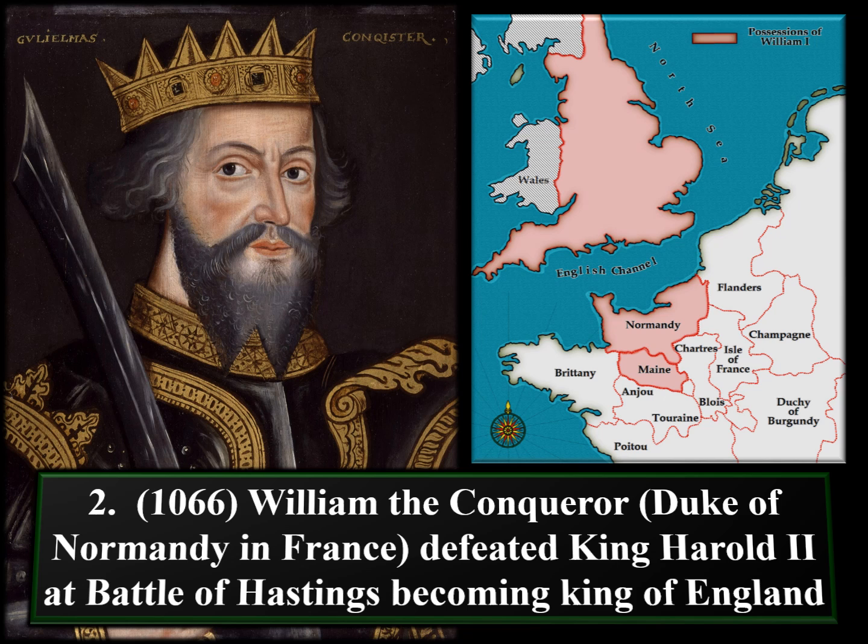The Angles and the Saxons were those Germanic tribes that had infiltrated Great Britain, or Britain, or Britannia, I should call it, at the end of the Roman Empire. So he defeats King Harold II at the Battle of Hastings. King Harold II was the last of the Anglo-Saxon kings. And when William the Conqueror does this, defeating King Harold at the Battle of Hastings, he becomes the first official King of England in the modern monarchy.